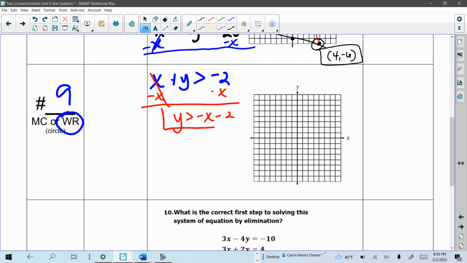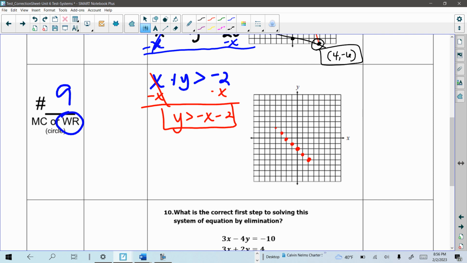Now we can graph this inequality. Do it just like it's a line. So we start at the negative 2 on the y-axis. Our slope here would be negative 1. So we're down 1 to the right one, or up 1 to the left one.